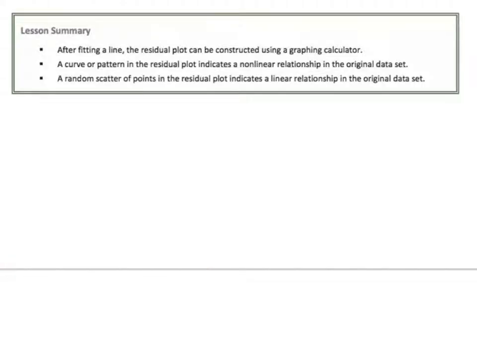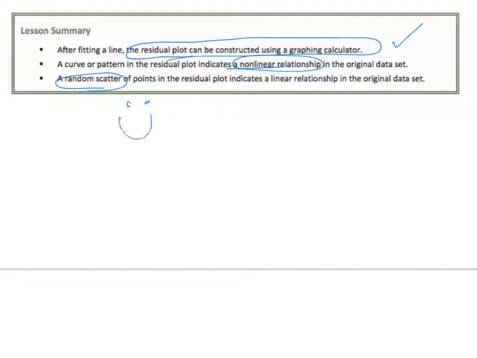And that's it. After fitting a line, the residual plot can be constructed using a graphing calculator. Check. A curve or pattern in the residual plot indicates a nonlinear relationship in the original data set. And then a random scatter of plots is a good thing that indicates linear. Cool? Cool. Good job today.